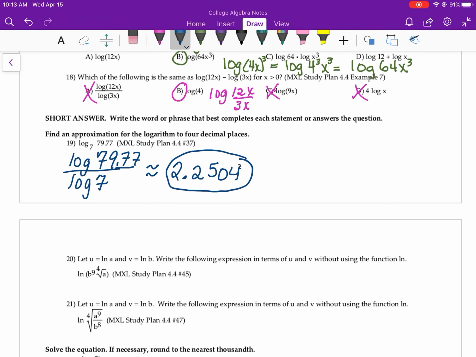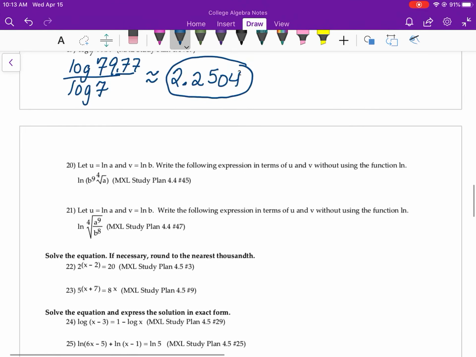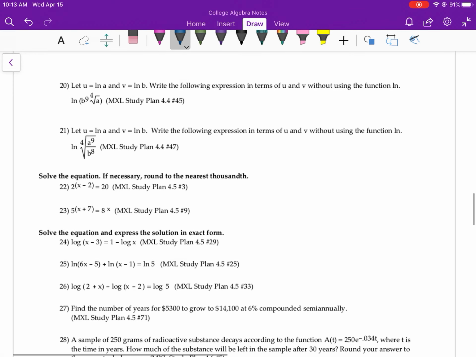All right. Now we had some show up like 20 and 21 in your homework assignment, and some of you guys faked your way through them. So let's just make sure you know how to do these. These are pretty popular questions on your assessments. The first thing you need to do is you need to break it apart. All right, so I saw a product in there, so that goes to addition.